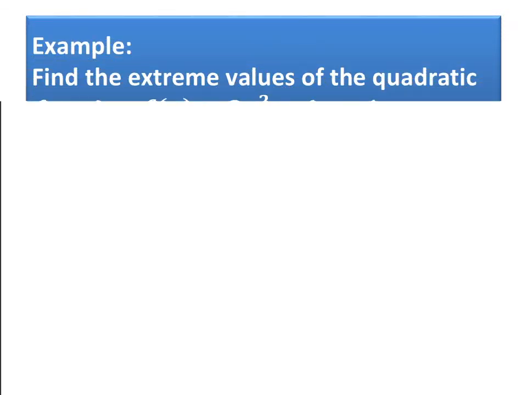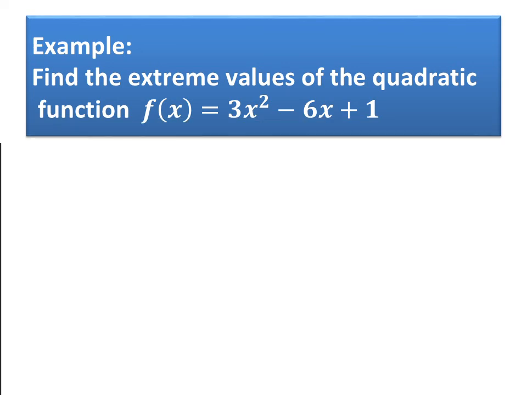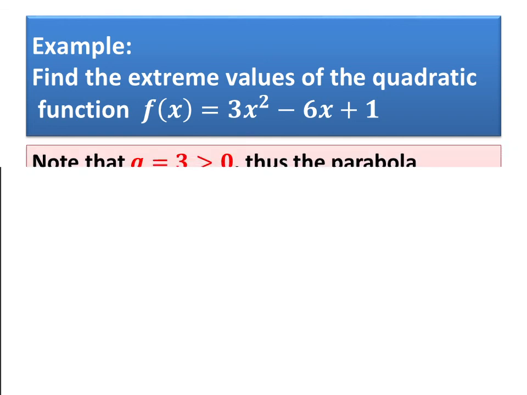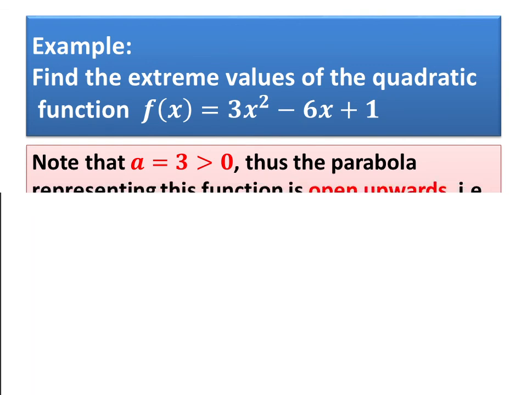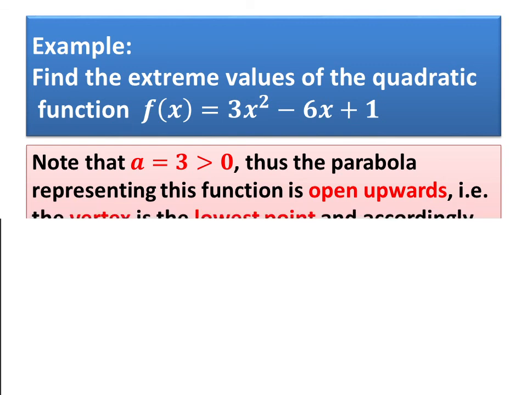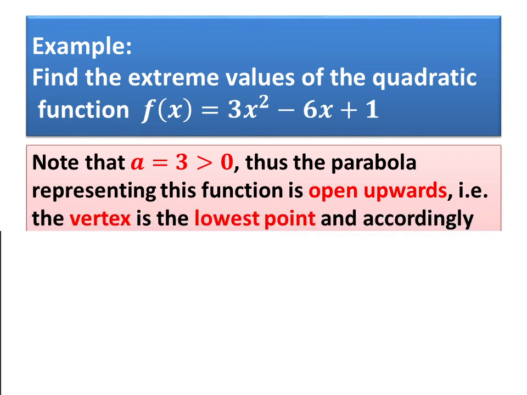Here comes another example, asking to find the extreme values of the quadratic function f(x) = 3x² - 6x + 1. We start looking at the leading coefficient. The leading coefficient here is 3. 3 is greater than 0. And a positive leading coefficient means that the parabola is open.